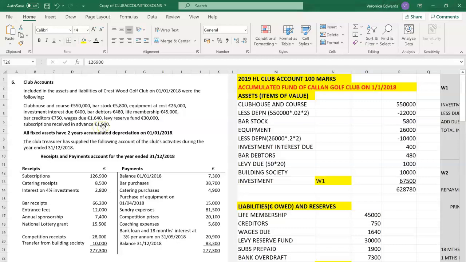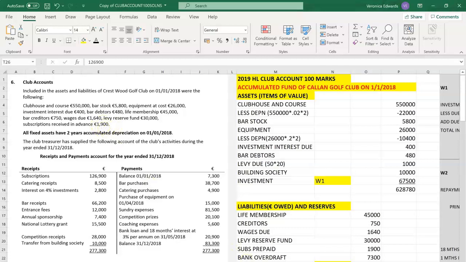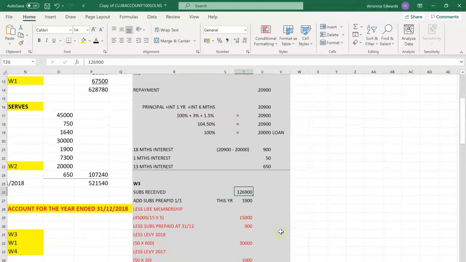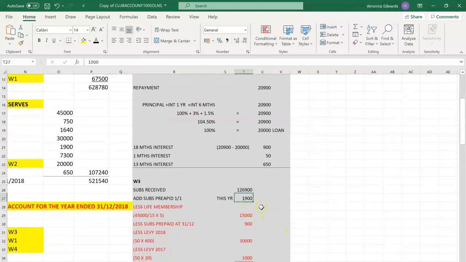So on the 1st of January, some of the members had already paid you money in advance for 2018. Okay, so that figure there relates to 2018. Because it relates to 2018, you can include it. You add it into this year's subscriptions figure. Anything that relates to 2018 you can include, anything that doesn't you exclude. So that opening subs prepaid will relate to 2018. It's paid in advance for 2018, so you include it.